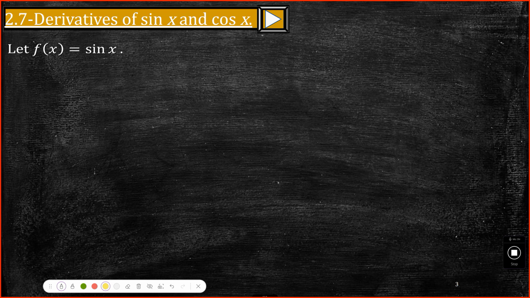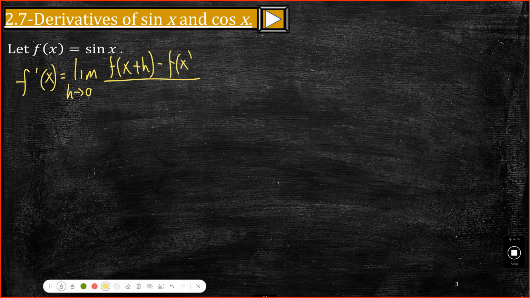Let f of x equal sine x. So I'm going to use the definition of the derivative to prove it. So f prime of x will equal the limit as h approaches 0 of the function f of x plus h minus f of x over h. So we're going to use this definition to prove it. Alright, so let's go ahead and do it.